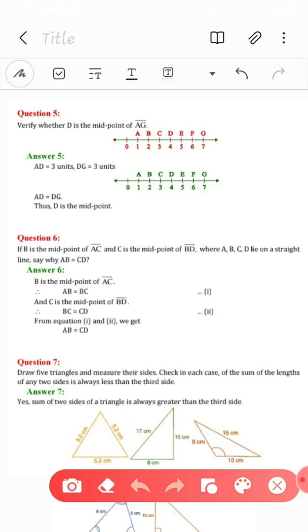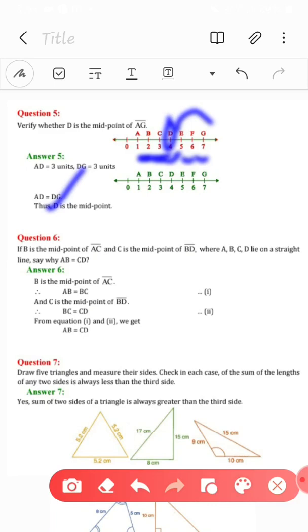So in the same way, from A to B 1 unit, B to C 1 unit, C to D 1 unit. That means from A to D, we can take that all these are 3 units. Again from D to E 1 unit, E to F 1 unit, F to G 1 unit. So 3 units. So A to D is 3 units, and D to G is also 3 units. That means we can say AD is equal to DG. Yes, thus D is the midpoint of AG. We have verified it. Understood?